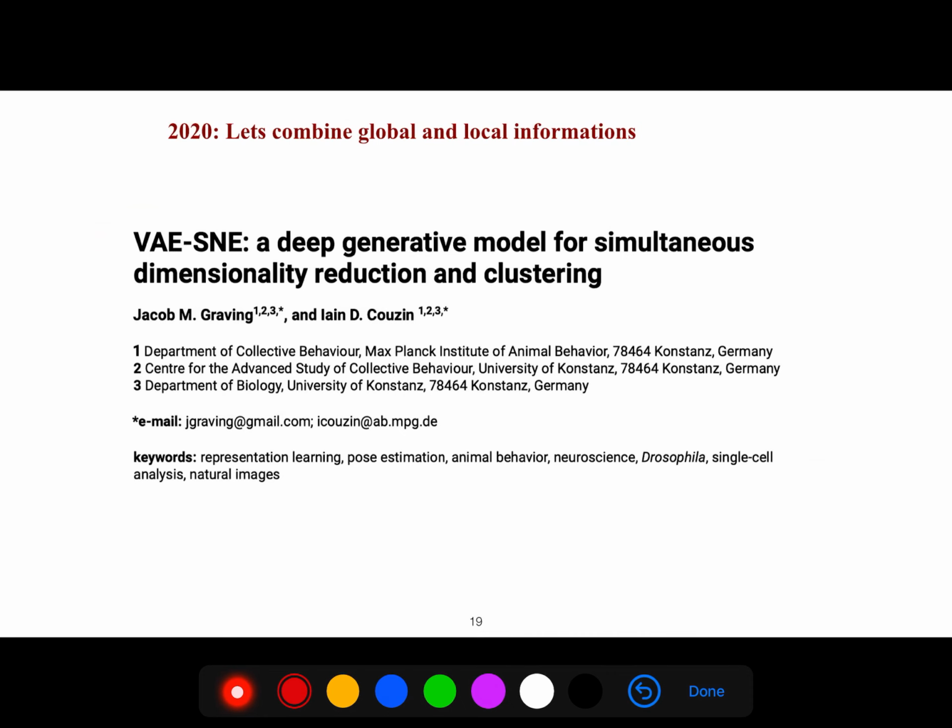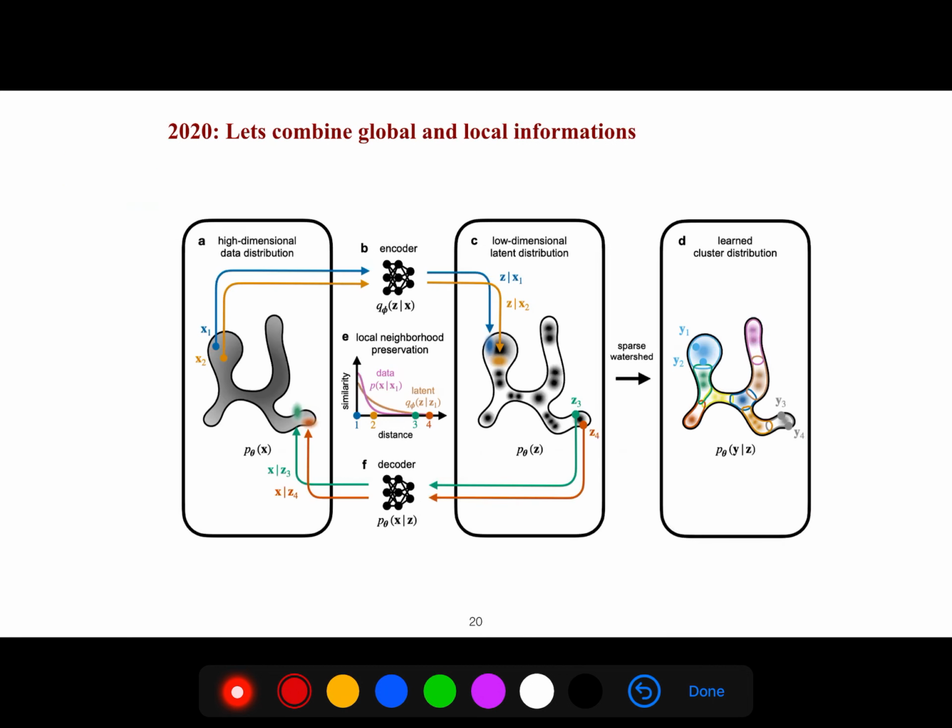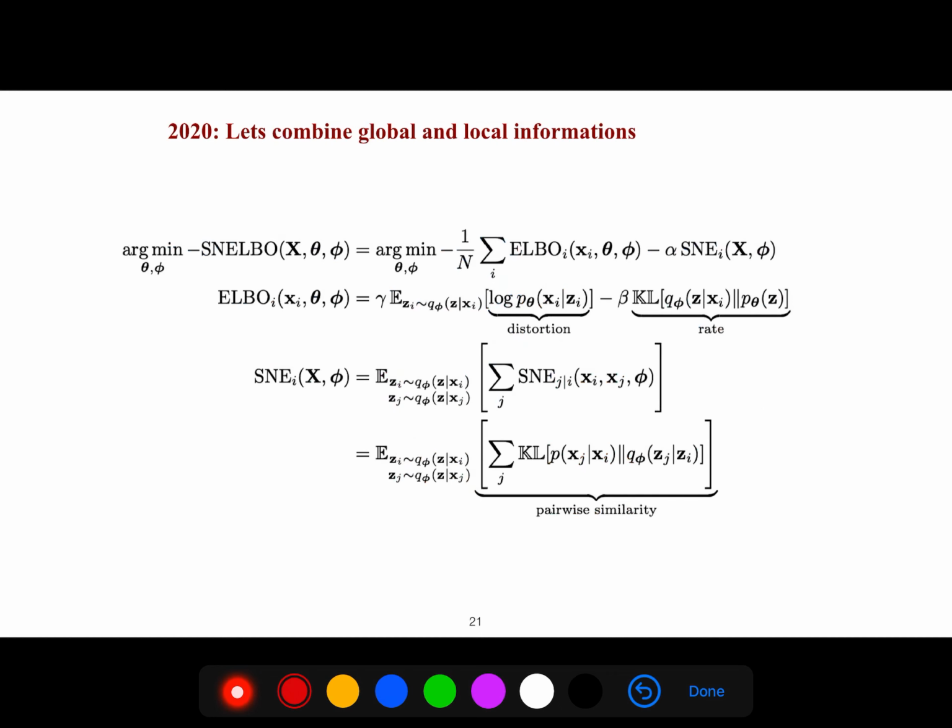And after that, in 2020, people at Max Planck noticed that they can combine VAE, the variational autoencoder, with SNE, because the VAE cares about the global structure, but SNE cares about the local structure, preserving the local distances. So if they combine them, they have a method that combines the global and local information.